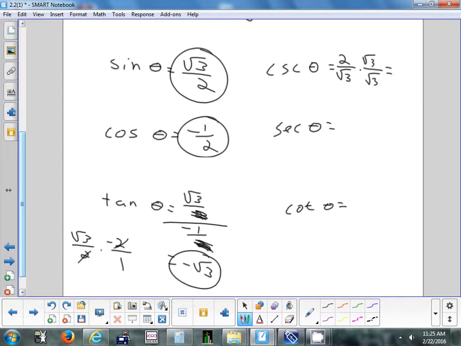So you have 2 times the square root of 3 in the top. And Kelsey, what do you get in the bottom? 3. Square root 3 times square root 3, that's square root 9, or 3. So anytime you end up with a root in the bottom, you do need to fix it.